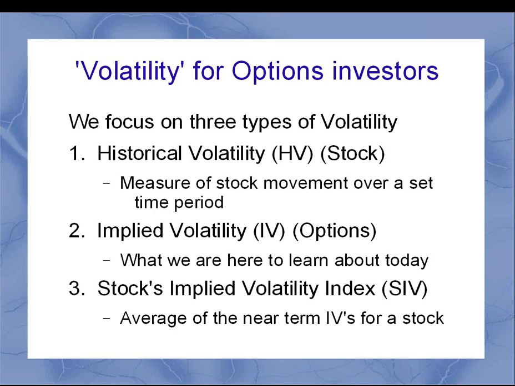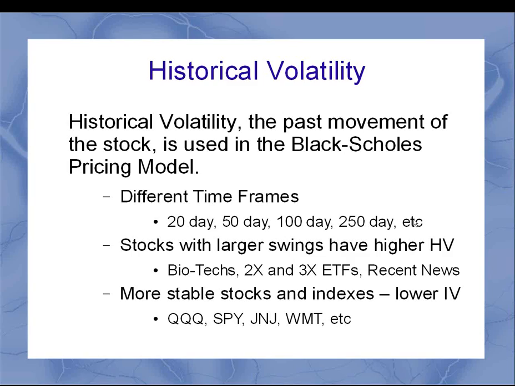The implied volatility, IV, is related to an option, and that's of course what we're here to learn about today. And then the third volatility we tend to look at is what's known as the SIV, the Stock's Implied Volatility Index, and this is the average of the near-term implied volatilities for a stock. So taking a look at the in-the-money and out-of-the-money options out for the next 2 months, take an average of their implied volatility so you can see where your option's implied volatility stands compared to the average of those around it.